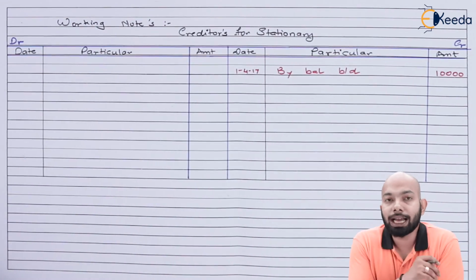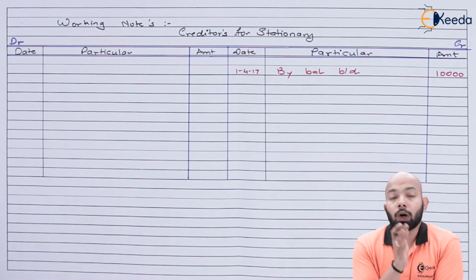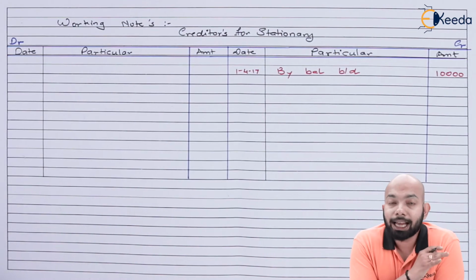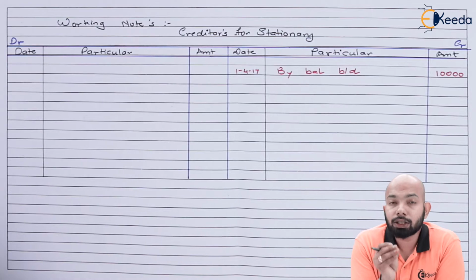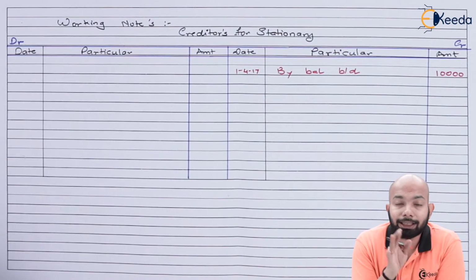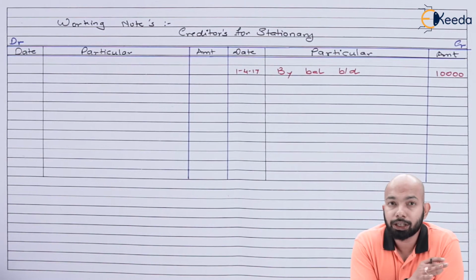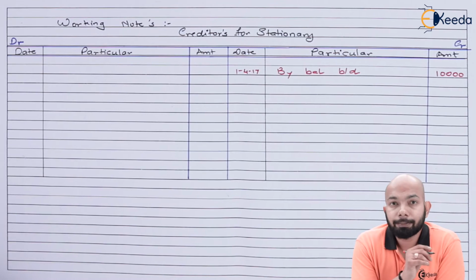So that 10,000 has been brought down as of 1st of April 2017. Now we'll go with the next additions to it. Now, if we come to the current year receipts and payments, we have made a payment to creditors for stationery of 25,000. Now, if the payment has been made, that means it is an expense that will be mentioned on the debit side of the creditors for stationery account. So let's mention it there.